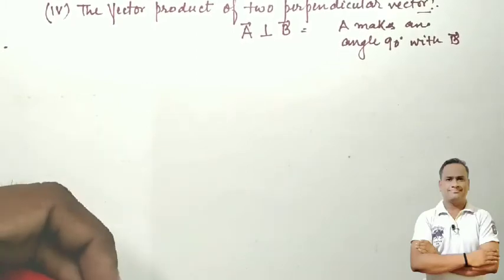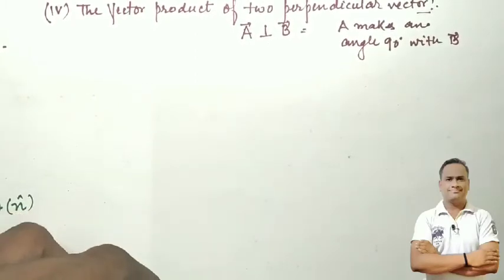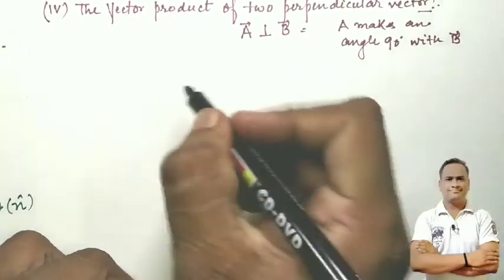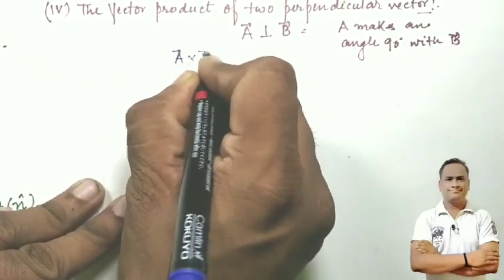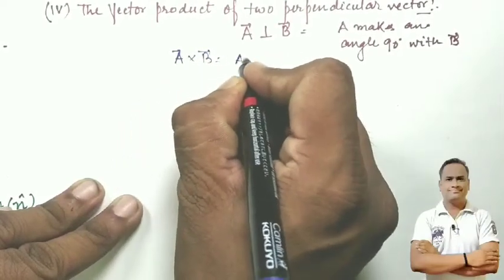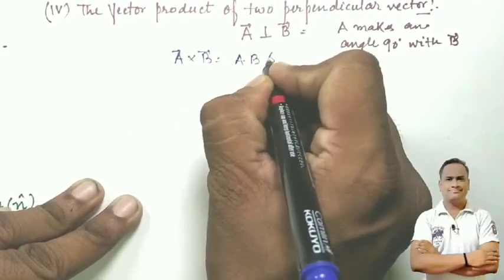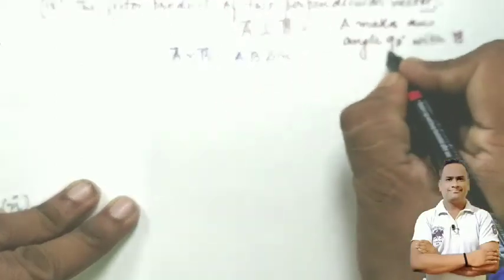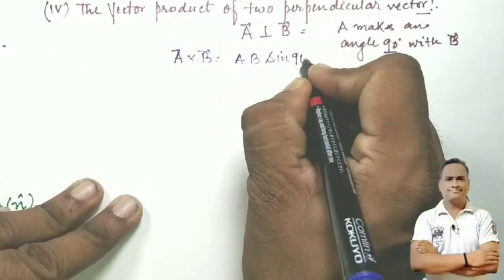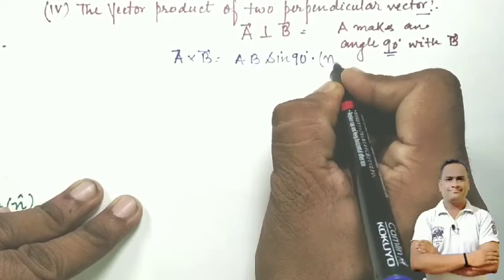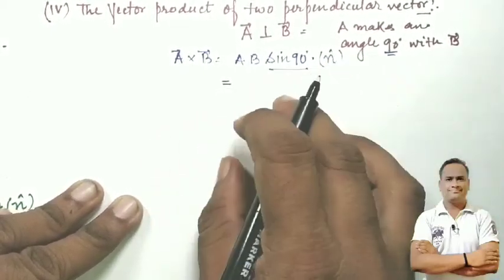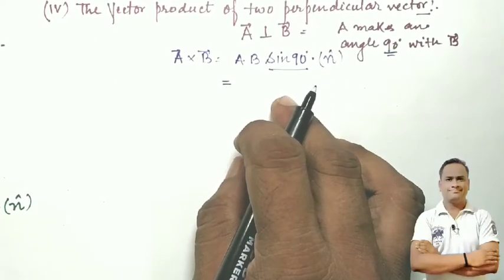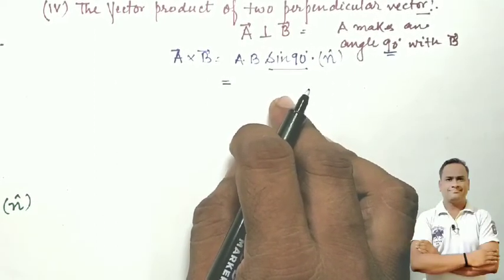So in this condition, what will happen? As we know, vector A cross vector B will be equal to A dot B sine theta, here theta is 90 degrees, so sine 90, and it will be multiplied with the unit vector n to show its direction. As we know, sine 0 is 0, and at sine 90 its value will be maximum, it will be 1.